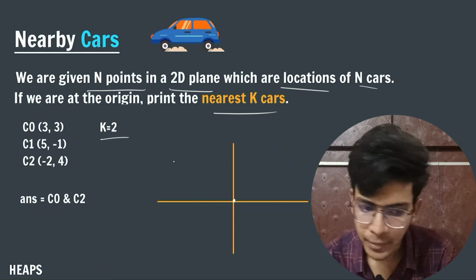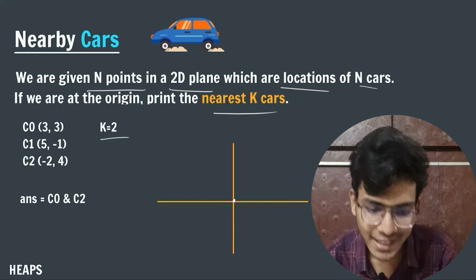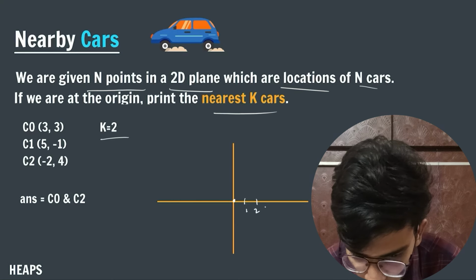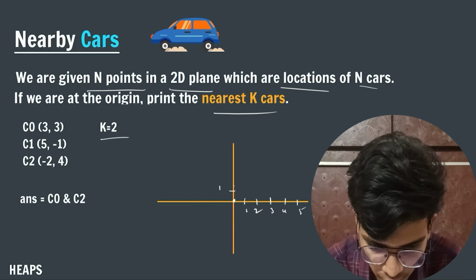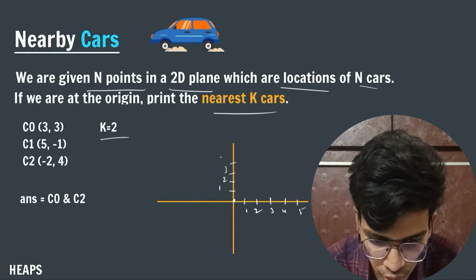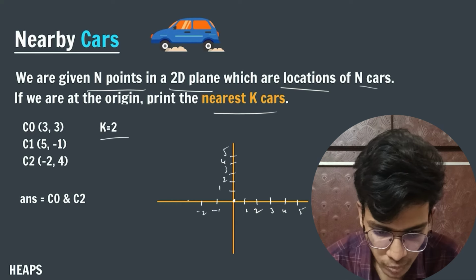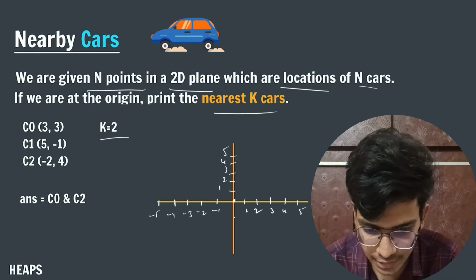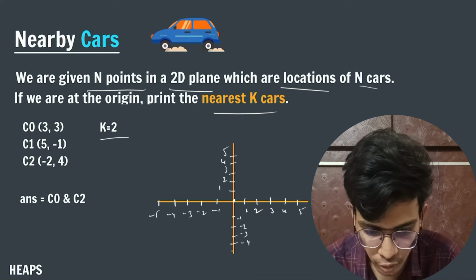So let me make some points in a two-dimensional plane. I hope you have studied coordinate geometry. So here let me mark the points 1, 2, 3, 4 and 5. Similarly, -1, -2, -3, -4 and -5. And here let me do the same, -1, -2, -3, -4, -5.